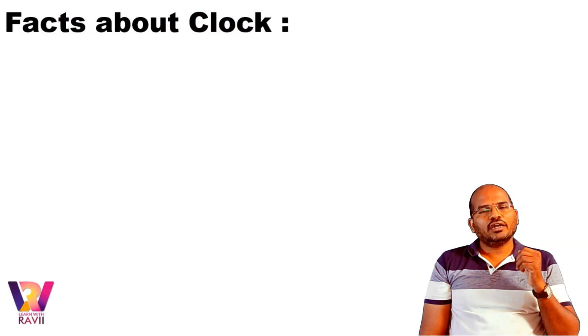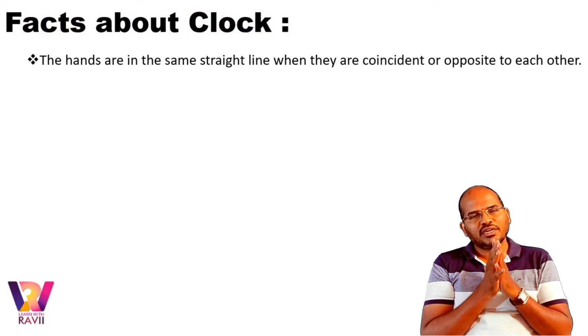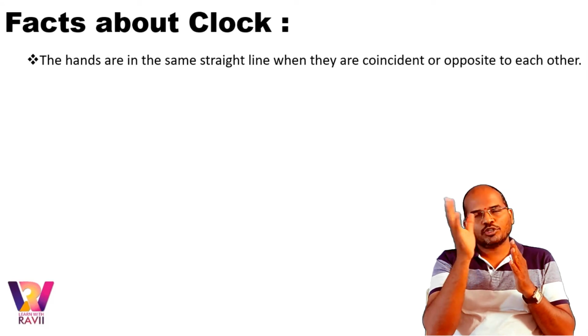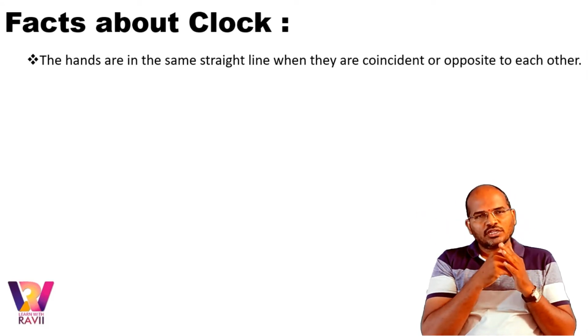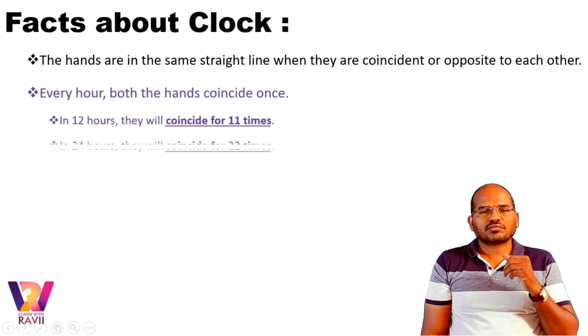Clear? Now going ahead, let us learn a few facts about the clock. The hands are in the same straight line when they overlap or when they are opposite to each other. Overlapping is called coinciding. So when they are coincident or when they are opposite to each other. Now let us have some facts.